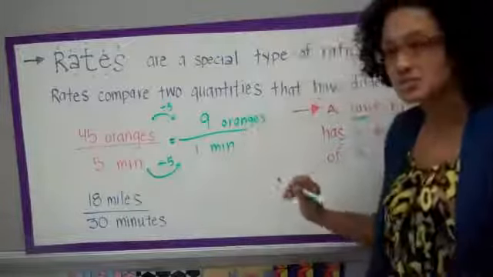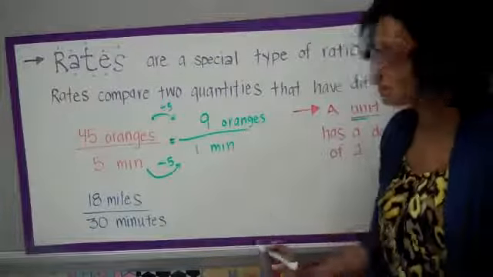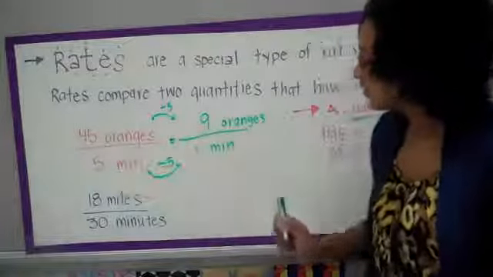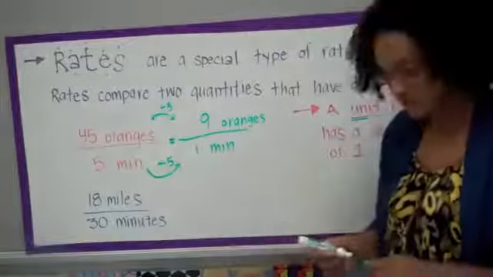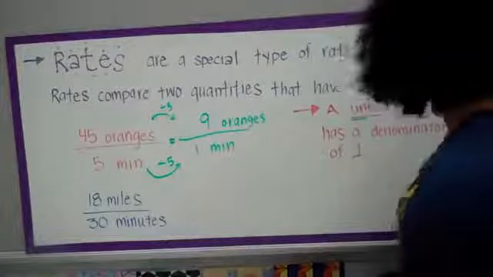Now let's just use cross products to make sure that I made an equivalent ratio. 9 times 5 is 45. 45 times 1 is 45. So I know I made an equivalent ratio.